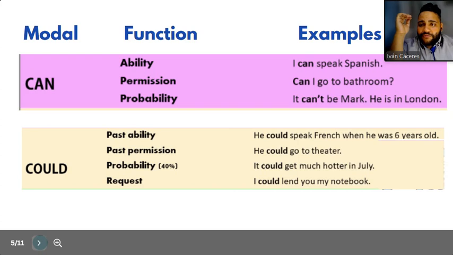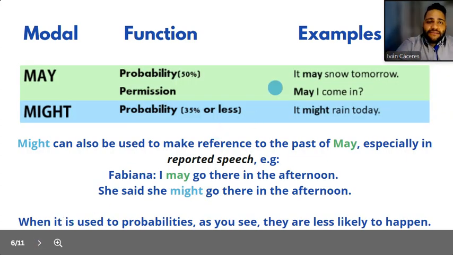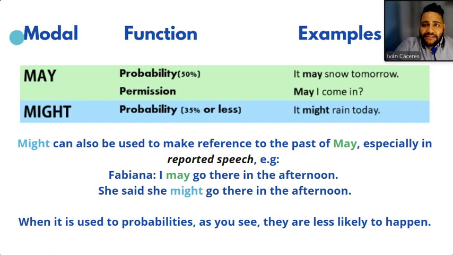Good. So now we're checking may and might. For may and might, it says that the modals are used for probabilities and for permissions. As I said before, I told you that may could be used instead of can to ask or to give permission. And here you have the example. May I come in? You can do the same thing with can, but with may, you sound a little bit more polite. So it's better to use may depending on the context.